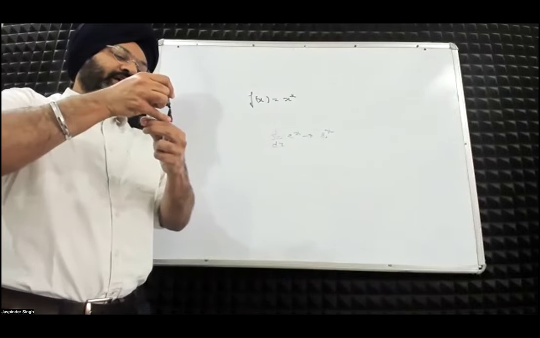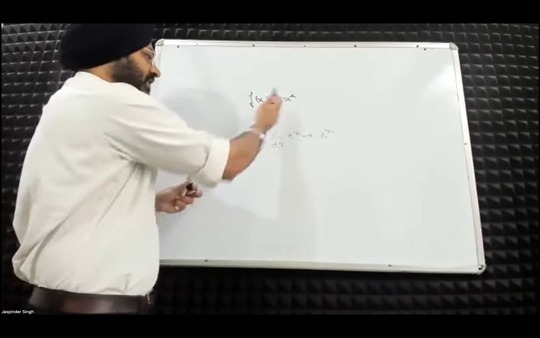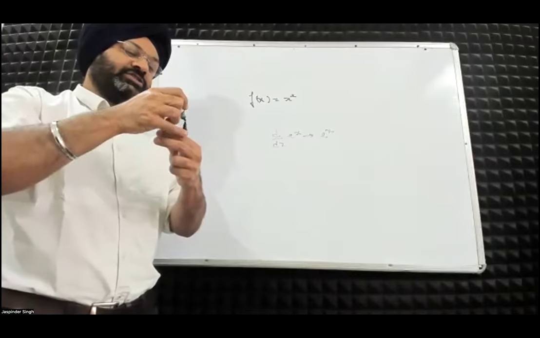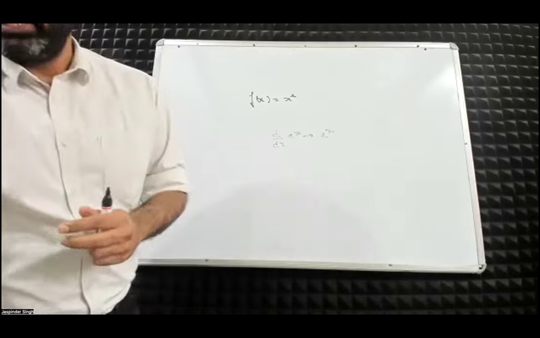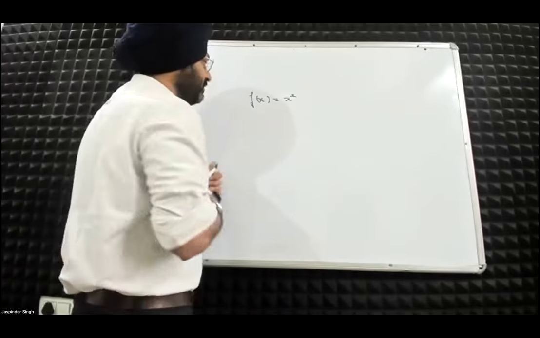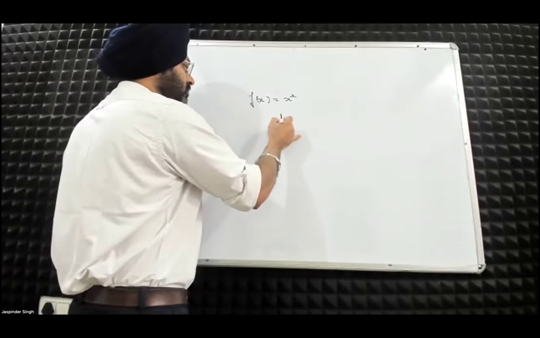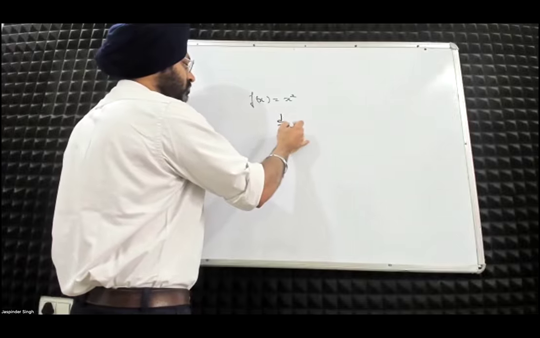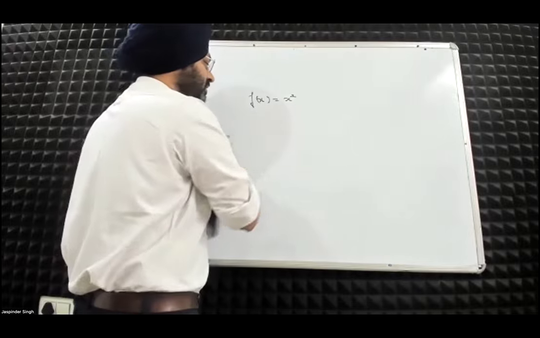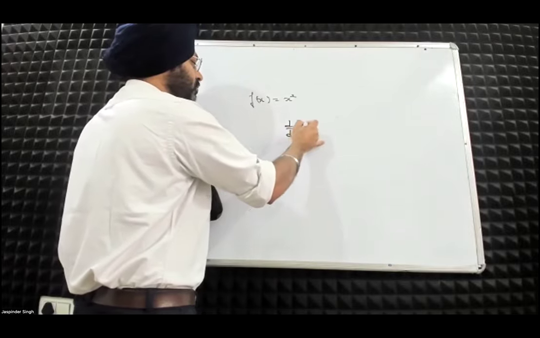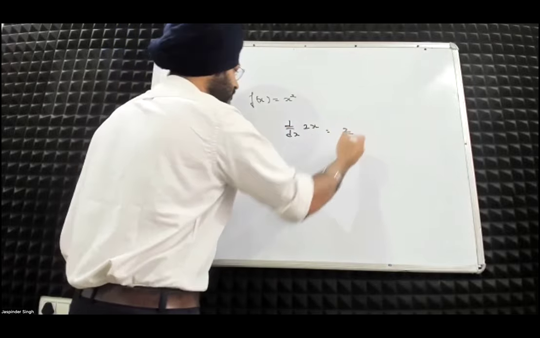Okay, so let's consider this function right here. If I take the first order differential, that first order differential is 2x. If I take the second order differential of this, then what will it be? That is basically ∂/∂x of 2x, which will be equal to 2.